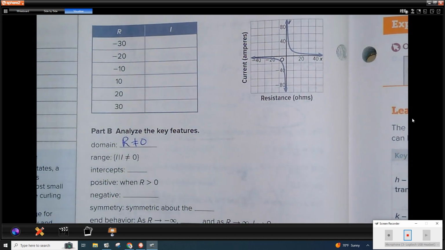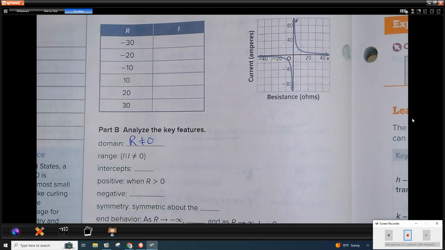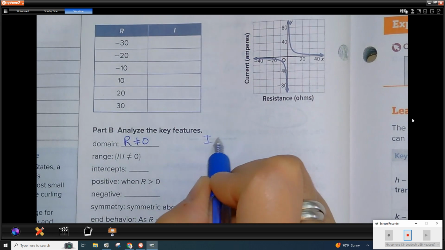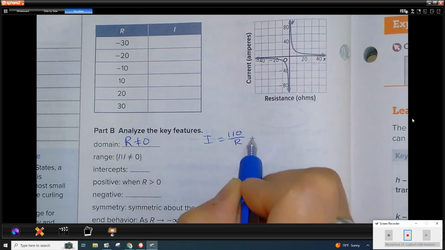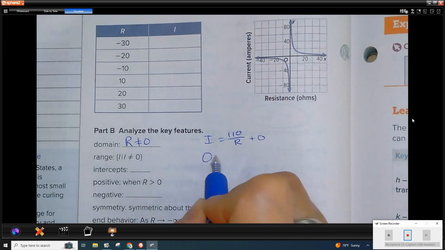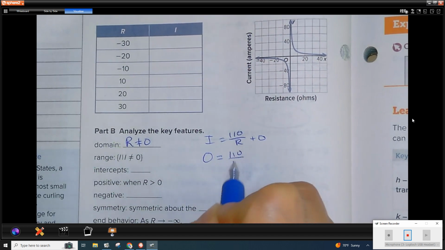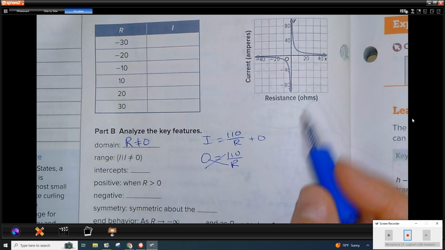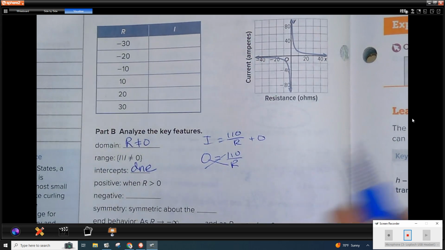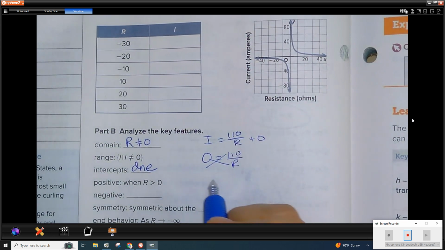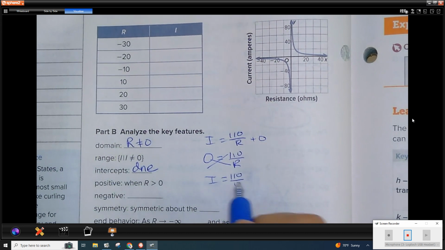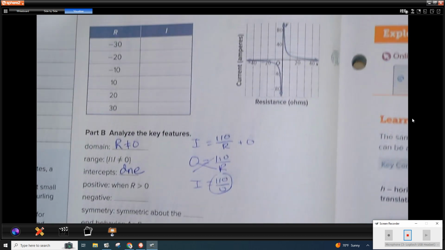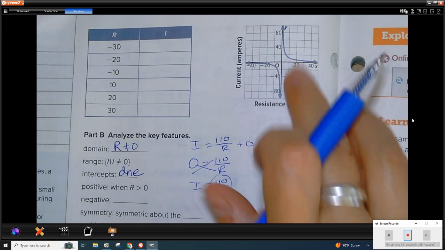The intercepts, I don't think there is one because we're dividing by r and we have nothing there. So it was I equals 110 over r, so there's plus 0. So if I put in 0 here, I get r times 0 equals 110, so your intercepts do not exist. Same if we put 0 in for r, we get I equals 110 over 0. So I can't have it divided by 0, so they don't exist. They never cross your x and y axis or your r and I axis.